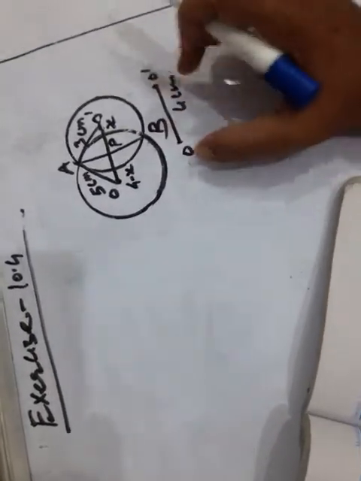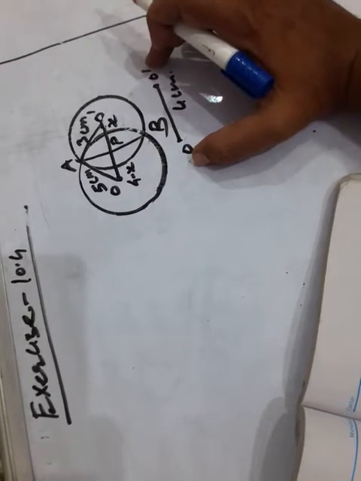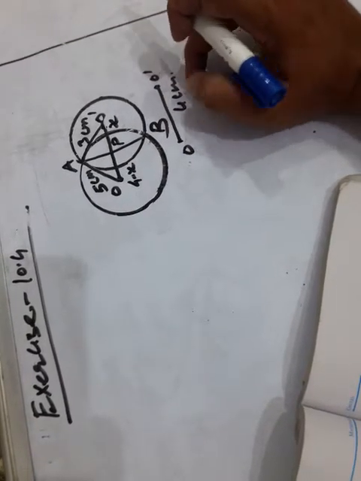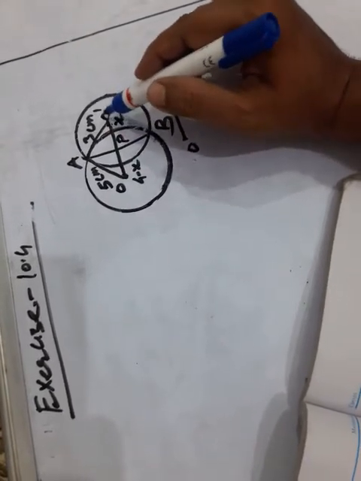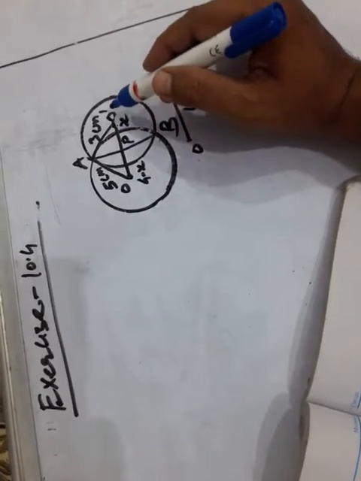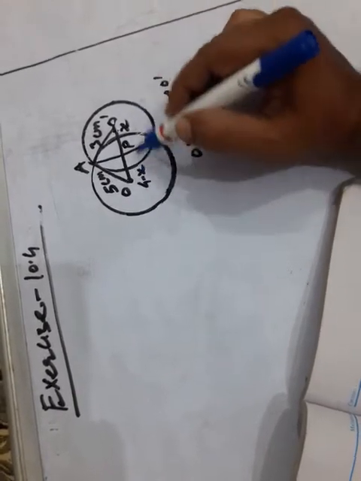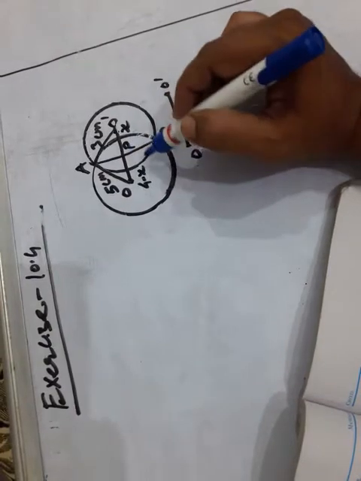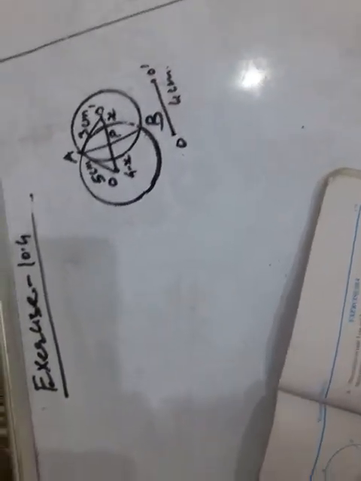Now here, children, the distance between O and O dash is 4 centimeter. We have assumed O dash P equal to x, so the total distance is 4. So OP equal to 4 minus x. Okay, children, now let us start.